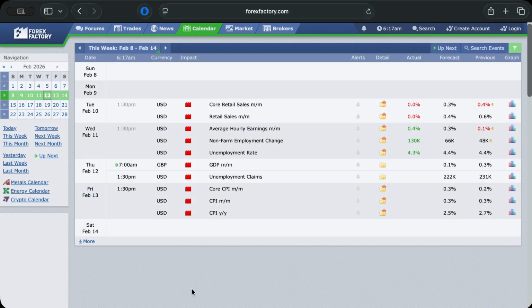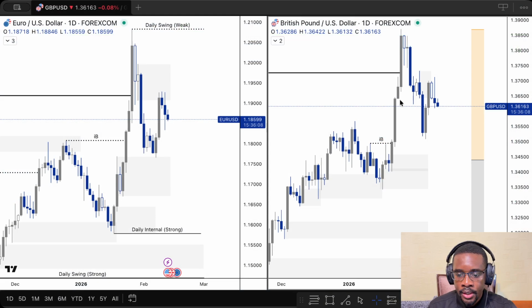Looking at the news. Today we have GDP on the pound and unemployment claims, but pretty much that means there's nothing on the USD today. Yesterday we had NFP, that was the big news, and then tomorrow we have CPI for the US. So looking at the chart at what happened yesterday.